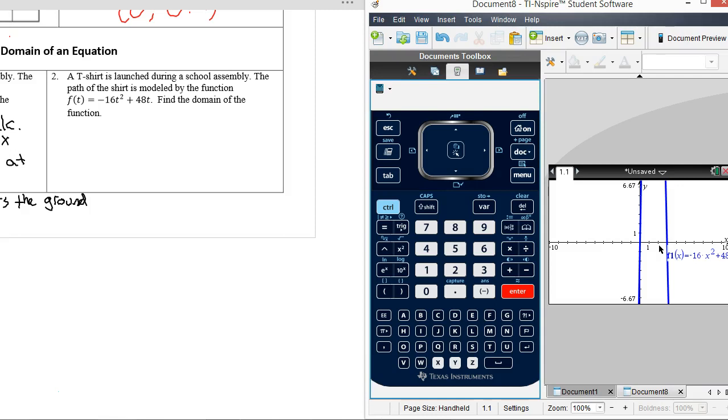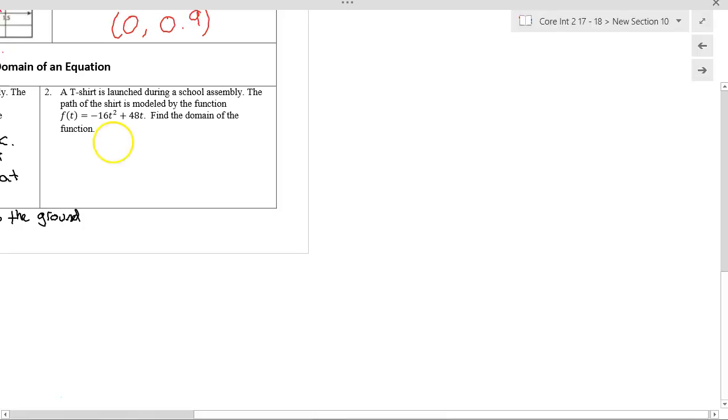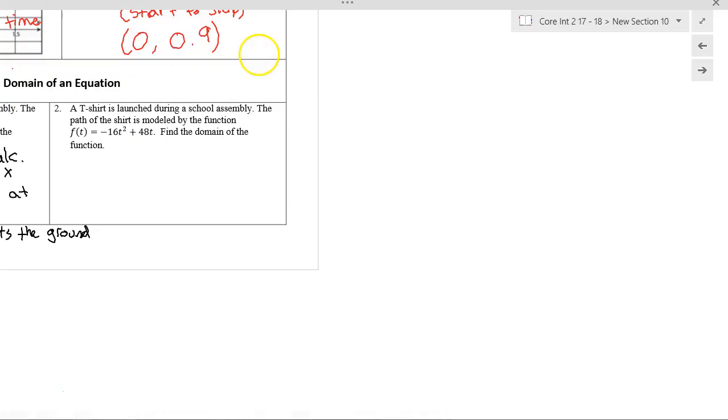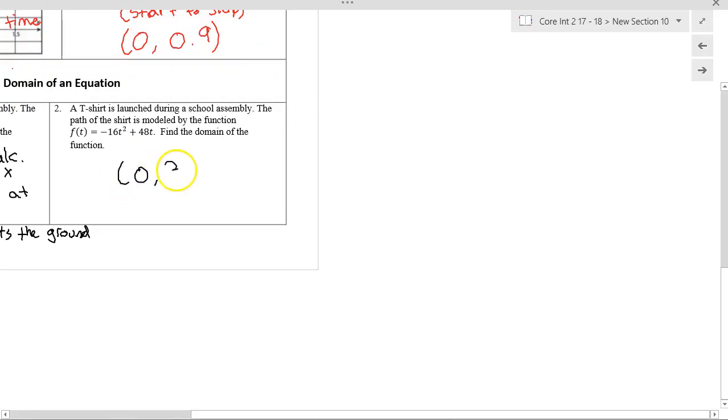So again, find the domain of the function. Again, it always starts at 0. When does it land? 1, 2, 3. So my domain of this function is 0 to 3. Alright, that is it. Go ahead and work on target B activity.